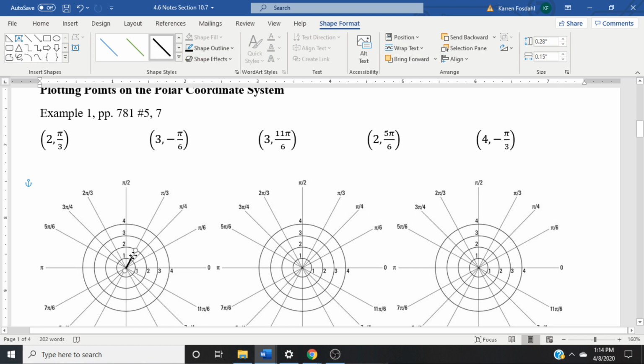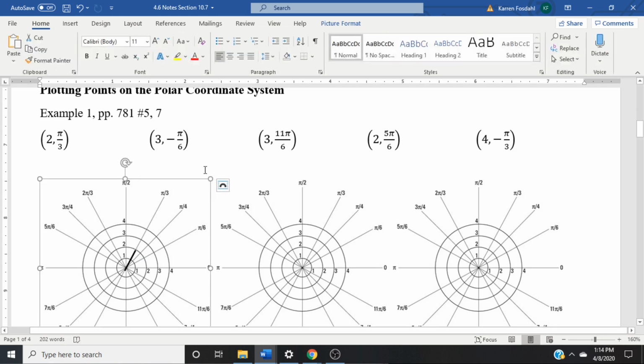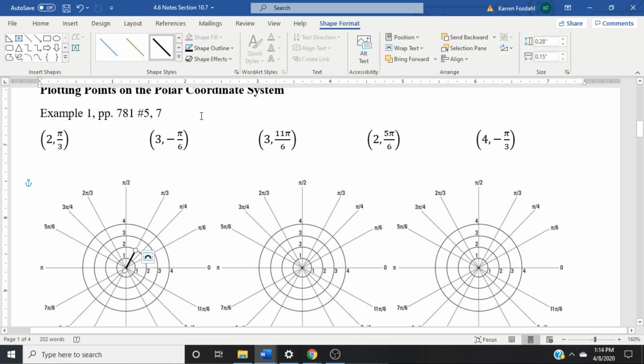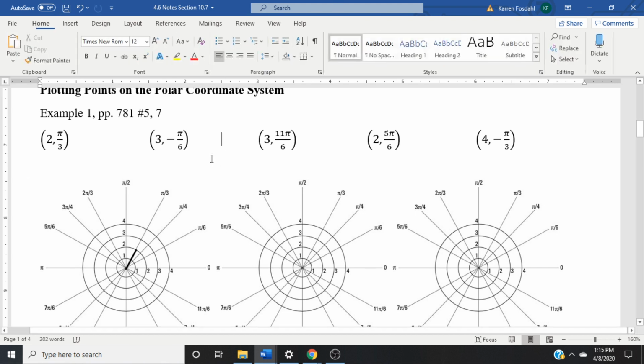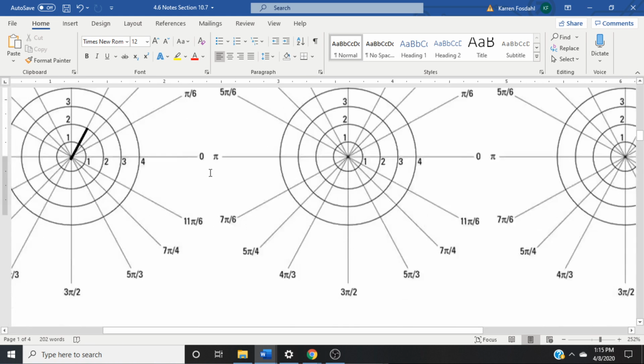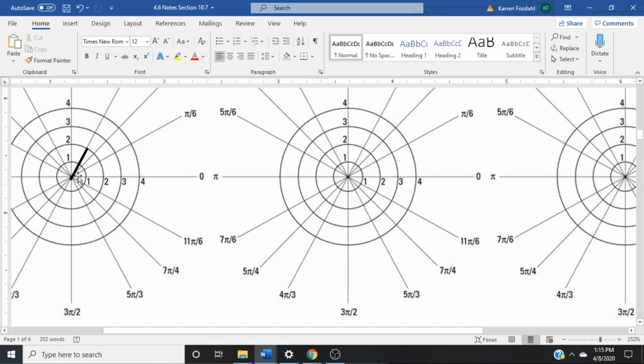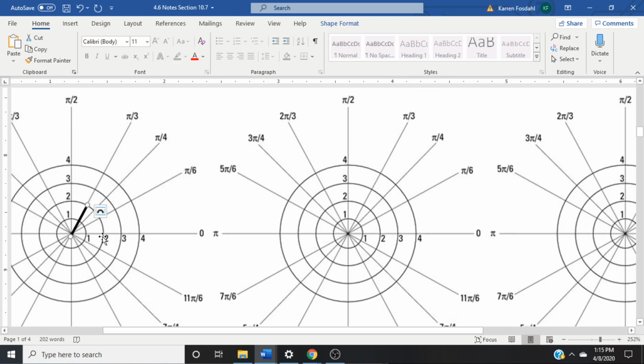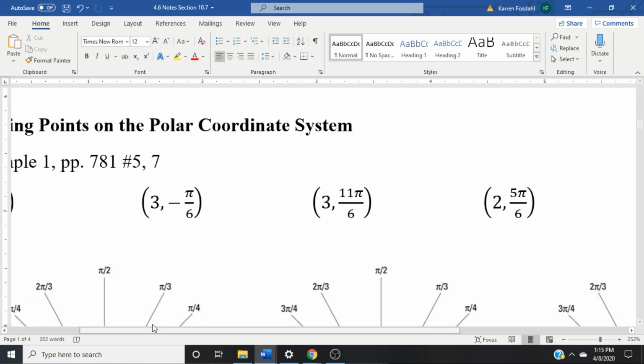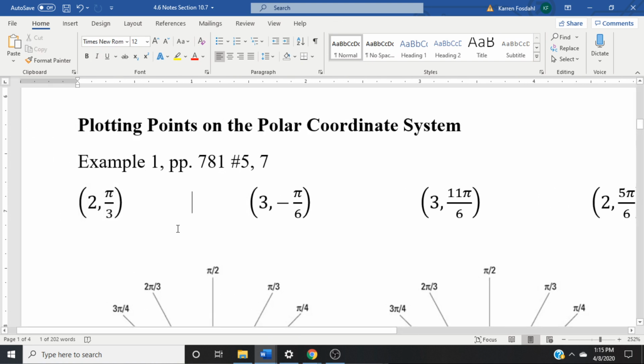Let's move this proper. Yeah, I think that's correct. Do you see how this black area is 2 radiuses and it's pi over 3 angle? Angle pi over 3. So that's this first one right here. So we did this one.